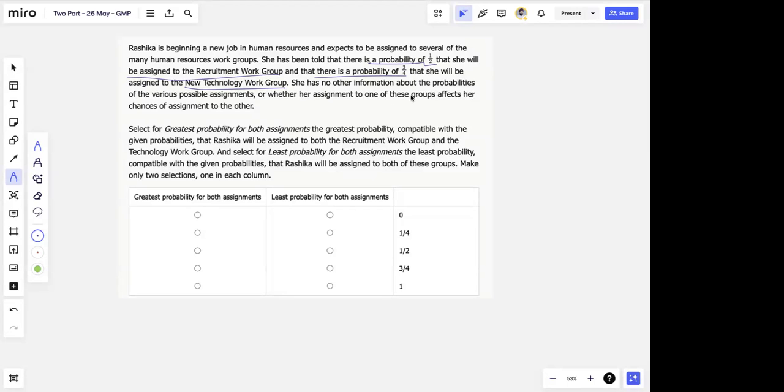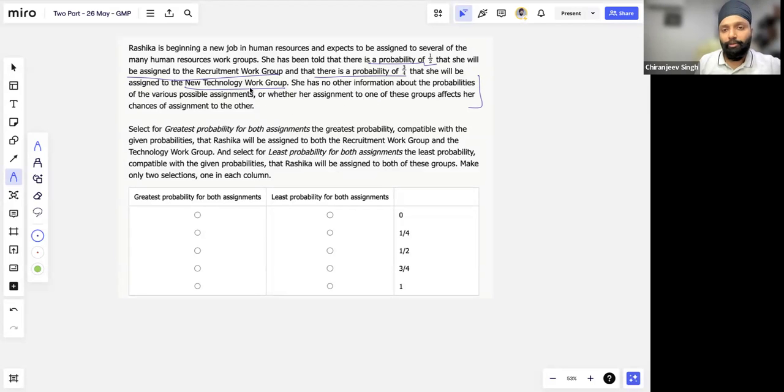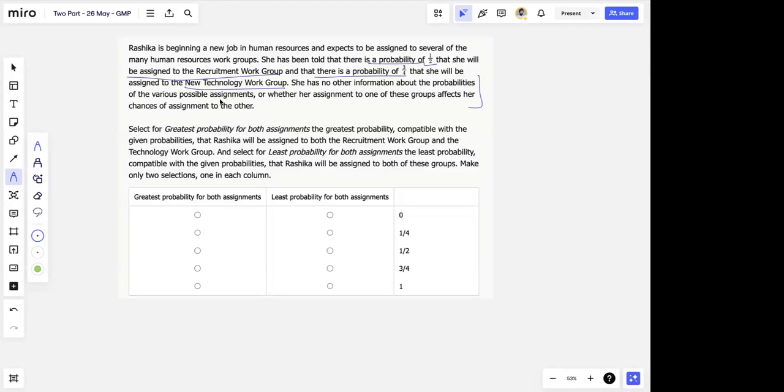Next, she has no other information about the probabilities of various possible assignments, or whether her assignment to one of those groups affects her chances of assignment to the other. So basically, she doesn't know the overlap between the two. If one is assigned, what is the chance of getting assigned to the other or not? This information is not given. And she could be assigned to both groups as well, right?